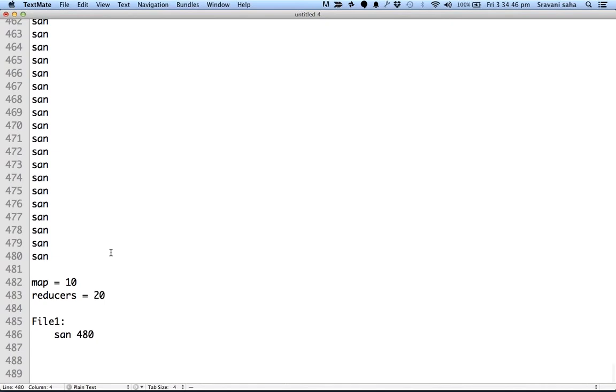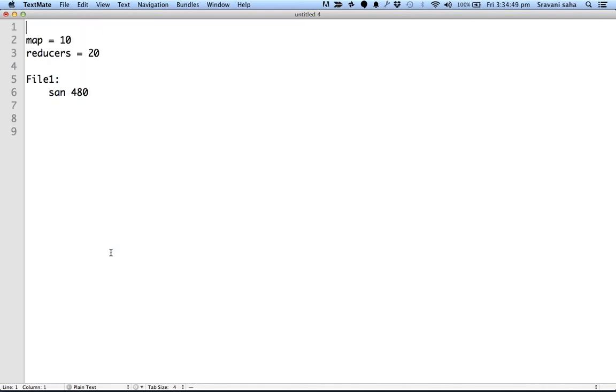All right. So no matter what, a key and its values will be passed to the reducer at one time only. For one key, the reduce function will be executed only once.